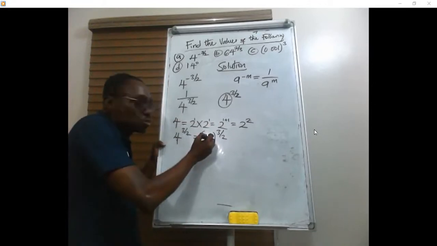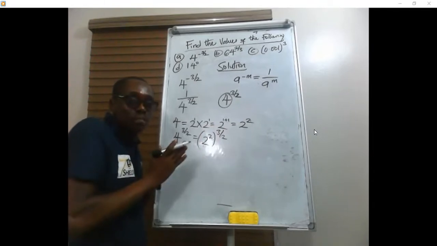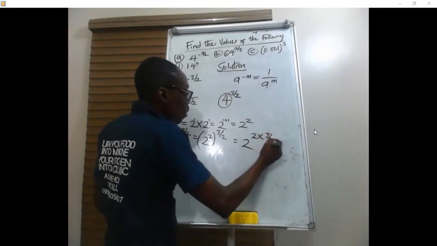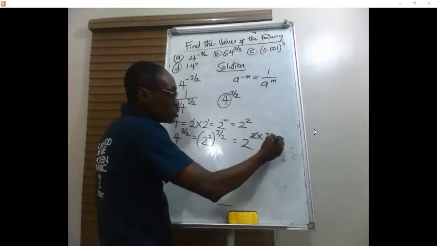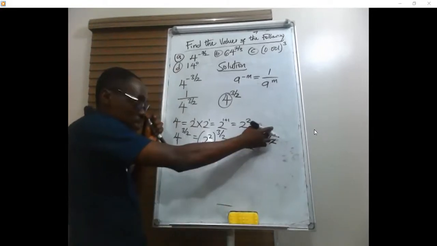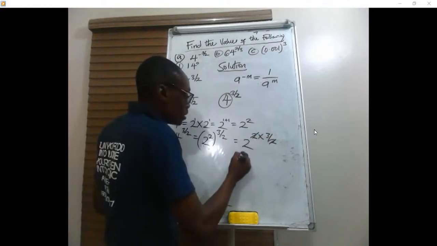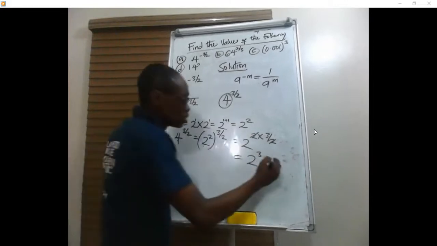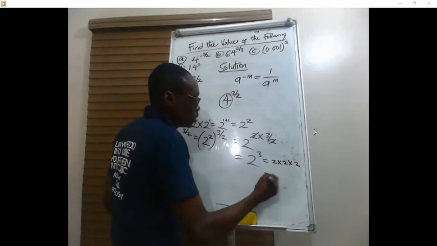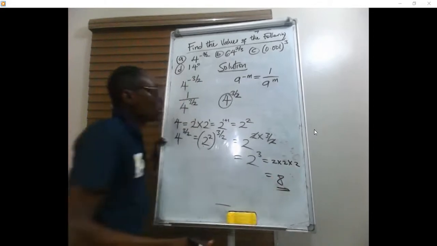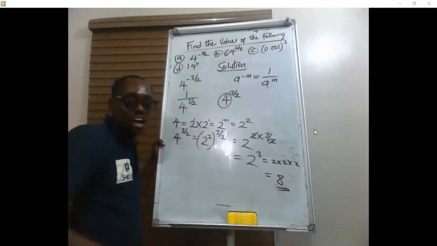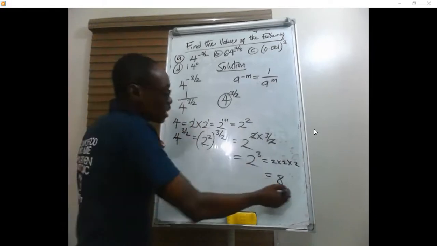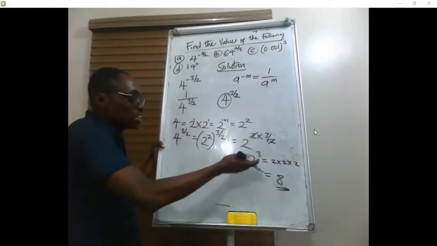Now this power is 2, and this is power 3 over 2. We can multiply the powers together. That gives us 2 raised to power 2 times 3 all over 2. The 2 in the numerator cancels the 2 in the denominator, leaving 3. So this is the same thing as 2 raised to power 3, which is 2 times 2 times 2, which is 8. Sorry, this is not the final answer. 4 raised to power 3 over 2 is 8.